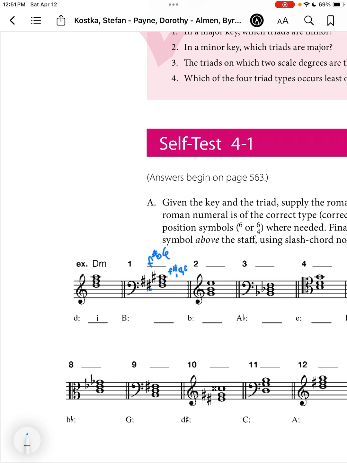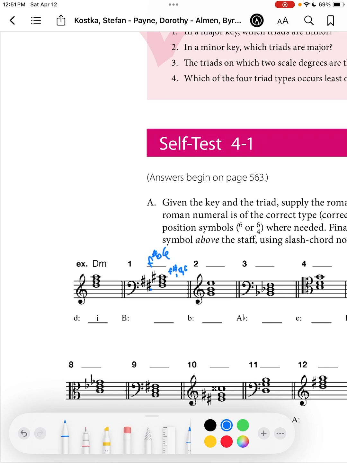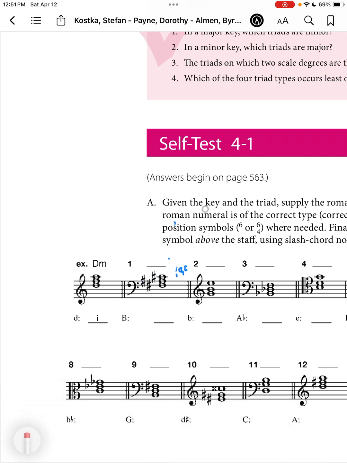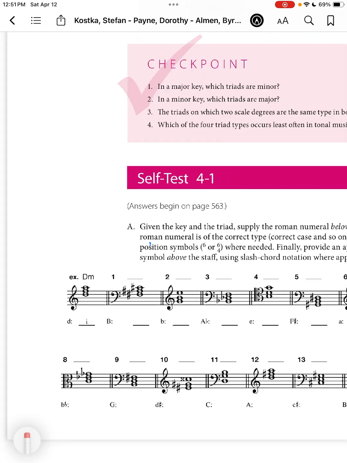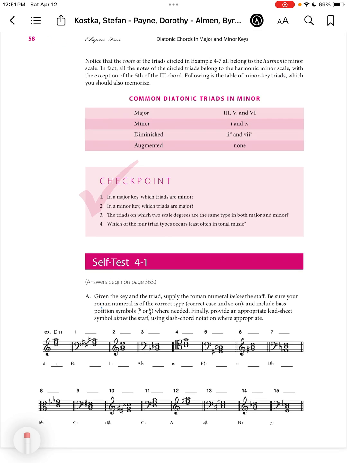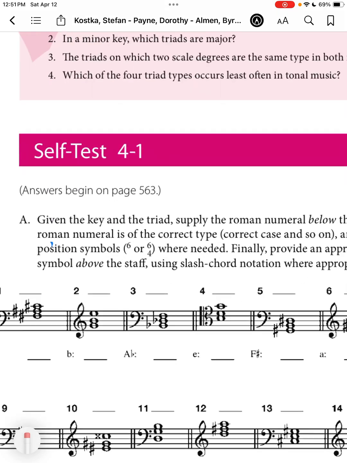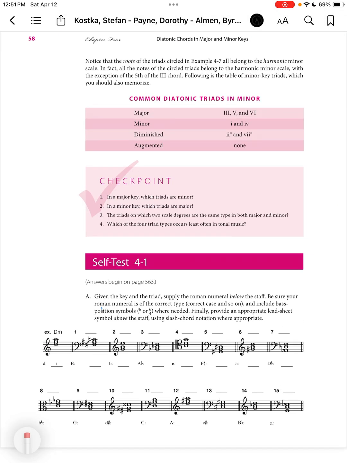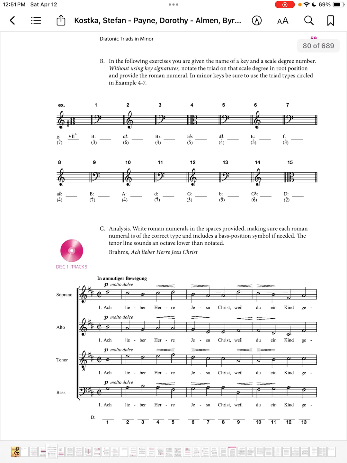Oh wait a minute. Okay. Hold on. I think I got it anyways. Wait a minute. What does the direction say? It says find a numeral below the tab. Make sure that it's the correct type and so on. Okay, I'm not gonna go into that. This is crazy. I'm not going into that stuff.